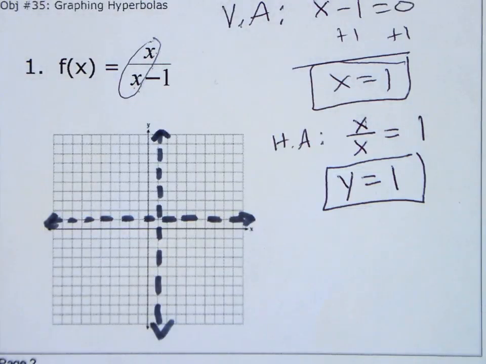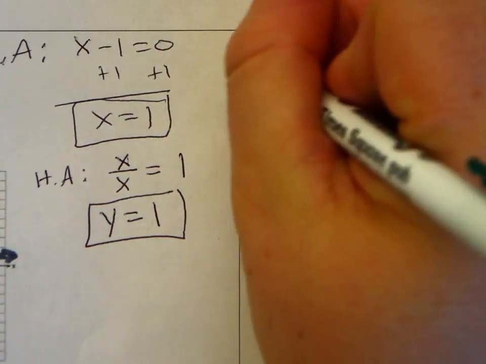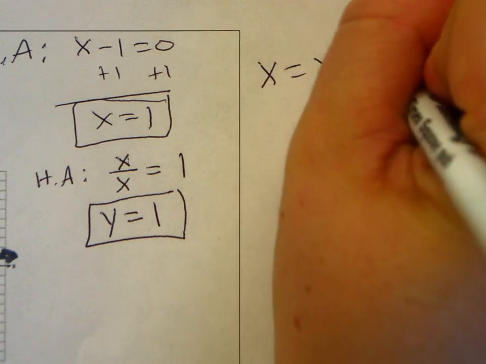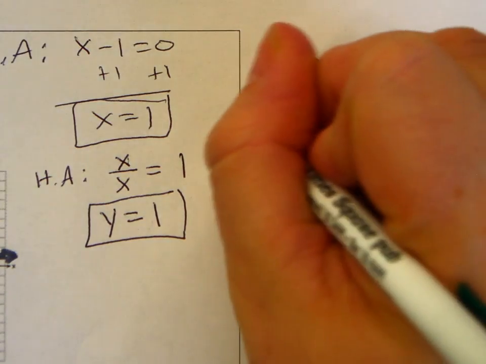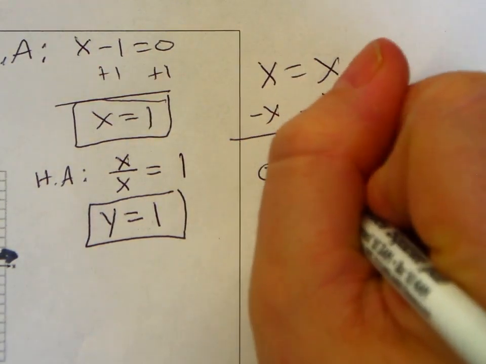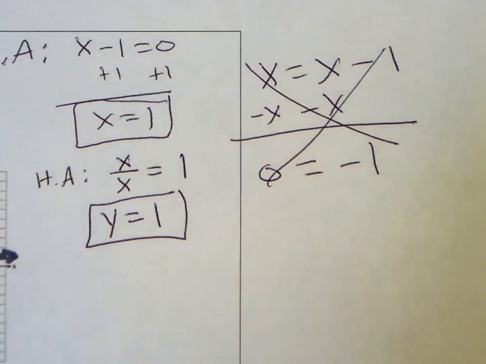All right. So the method for finding a point on the graph that I gave you was to set the numerator equal to the denominator. Look what happens when we try that, though. If you try to solve this equation, we have to get all the x's together, so we subtract x on both sides, and we get 0 equals negative 1. Is that true? No. Cannot do that.